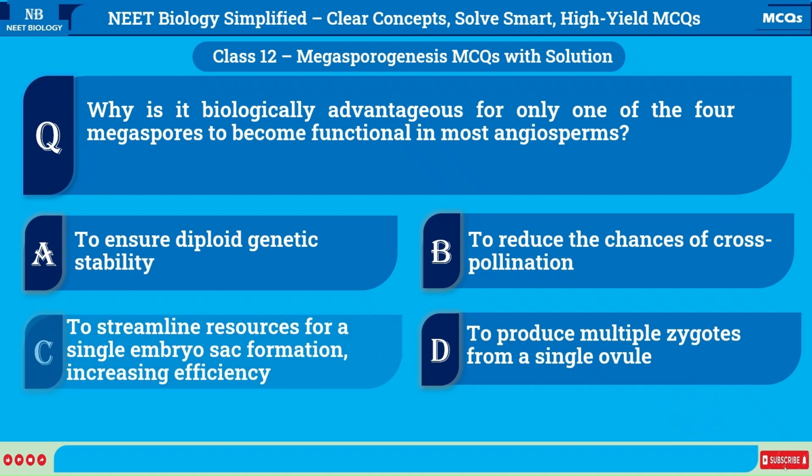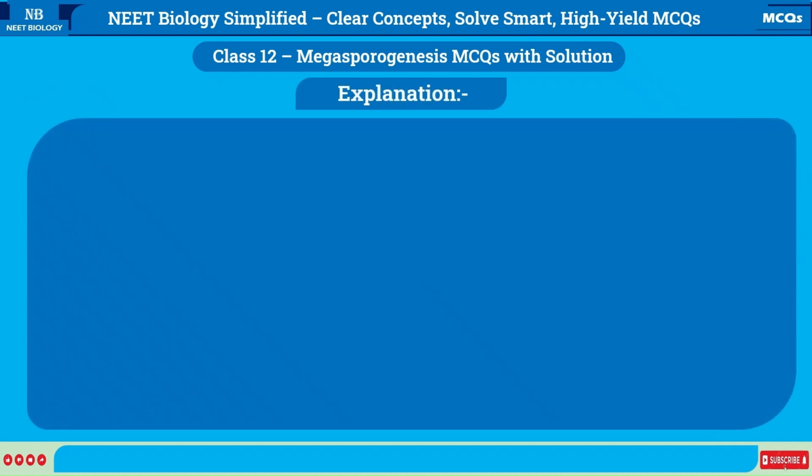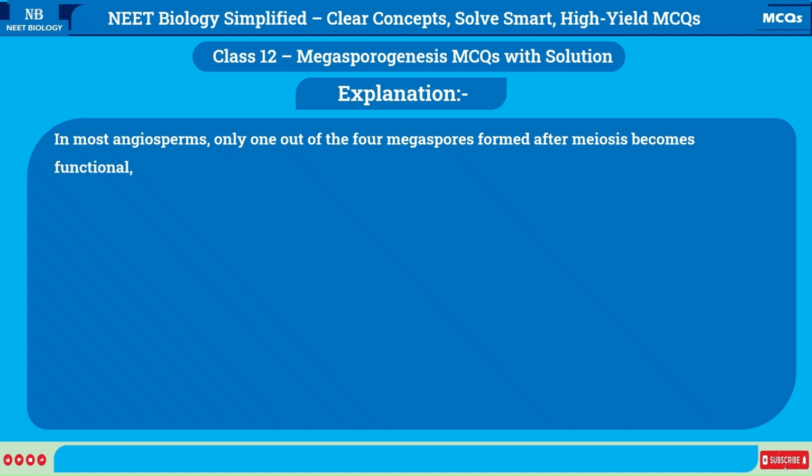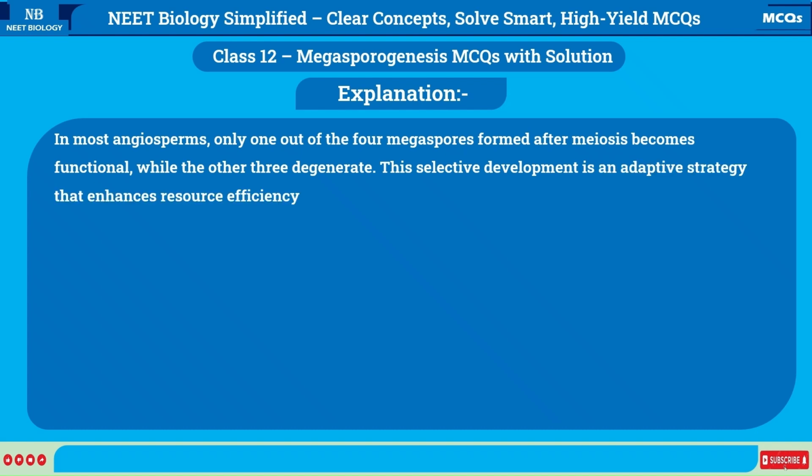Correct answer is C. To streamline resources for a single embryo sac formation, increasing efficiency. Explanation: in most angiosperms, only 1 out of the 4 megaspores formed after meiosis becomes functional, while the other 3 degenerate. This selective development is an adaptive strategy that enhances resource efficiency.